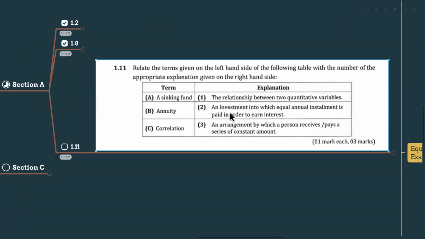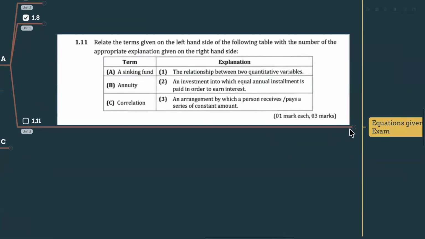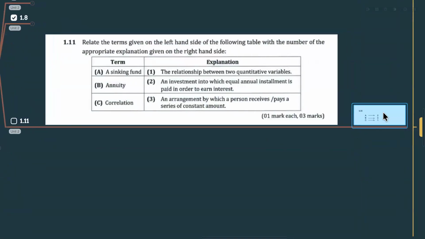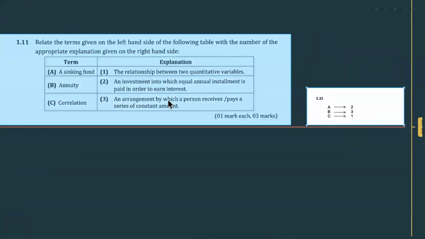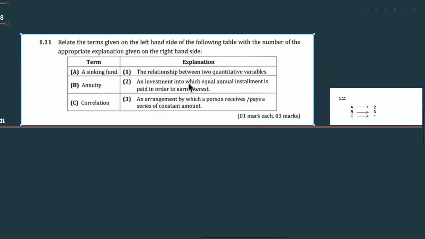The third one, right? An arrangement by which a person receives or pays a series of constant amounts. Constant amount means a fixed amount, the same amount. So annuity is related with the third option. An investment into which equal annual installment is paid in order to earn interest is called a sinking fund, my dears.